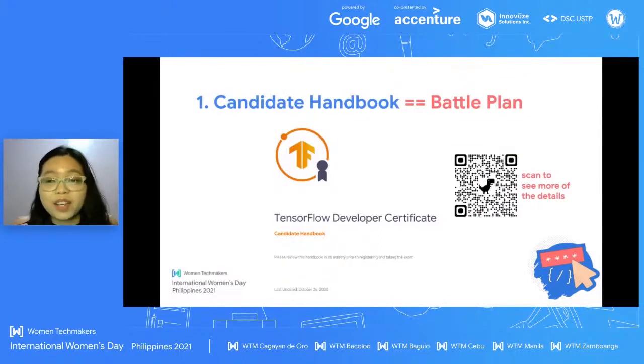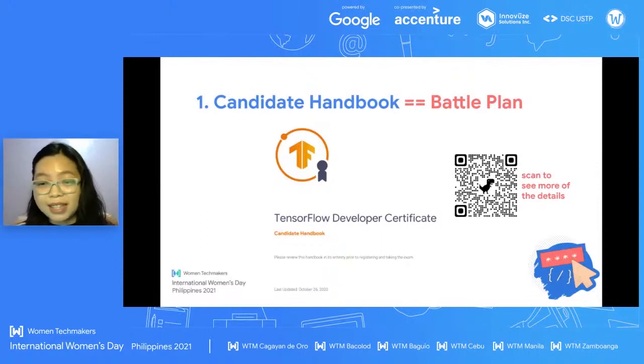So the best way to know the coverage of the exam is through the dedicated website for it. There are many things in there. So this is one of the things that sits on top of it all, the Candidate Handbook. I can emphasize that further. I have read this many times while starting, preparing, and even right before the exam. This is like the battle plan being handed to you because it contains the skills checklist that we will see later.